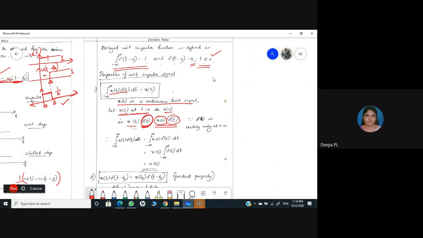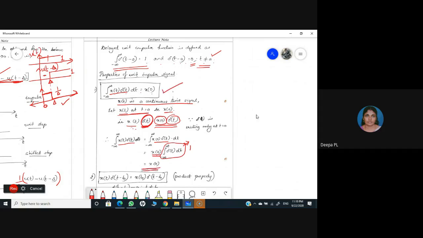So if I substitute in this particular integral, x of t into del of t is x of 0 into del of t. X of 0 is a constant, the amplitude of x at t equal to 0, so I can take it outside the integral. Then I am getting this integral. Actually, this integral is equal to 1, since the area under the curve of the impulse function is equal to 1. So I am getting x of 0. So that is the first property.